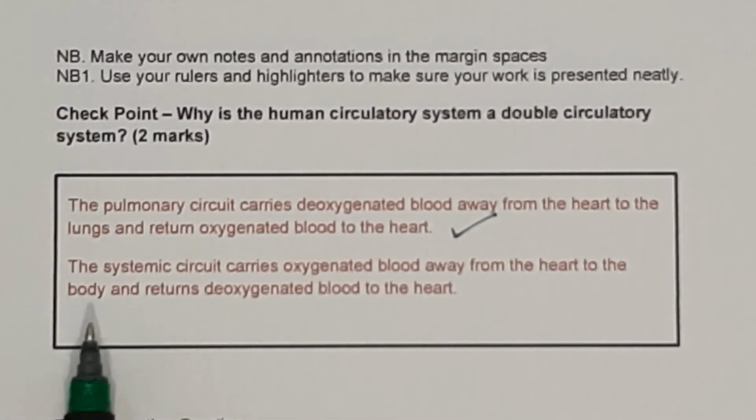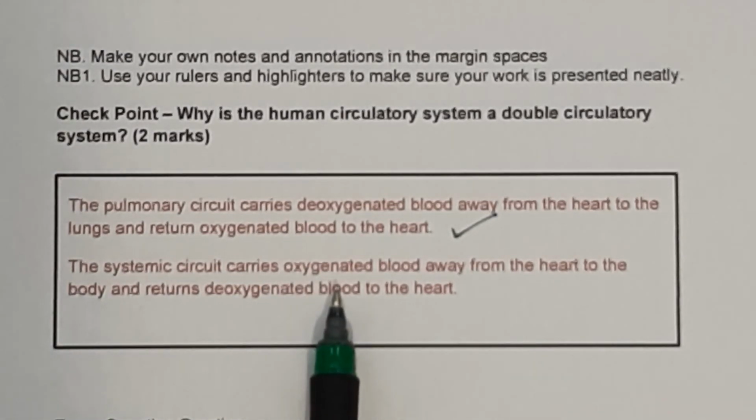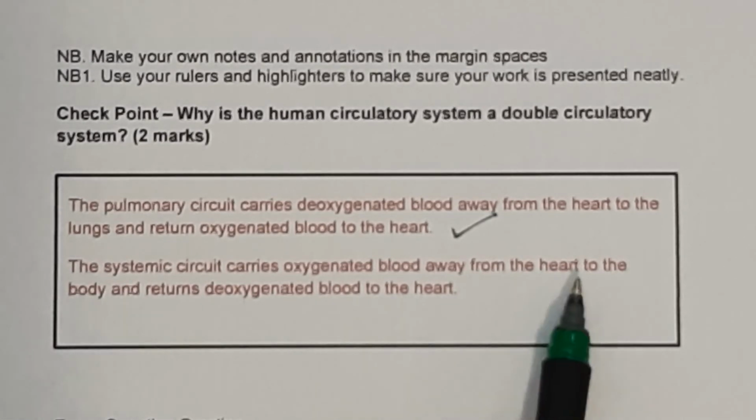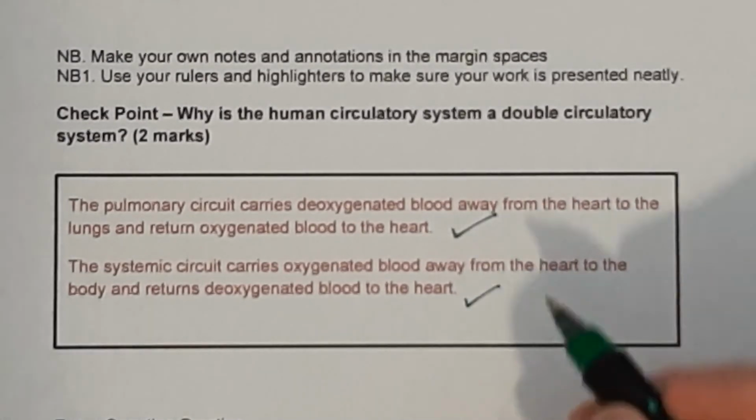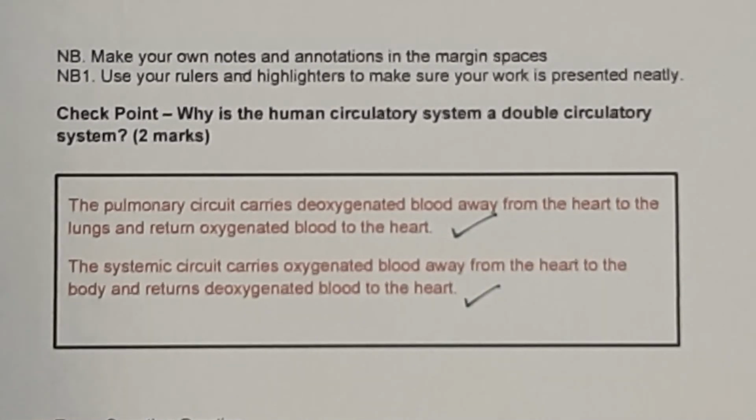And the second part of the circuit is called the systemic circuit. That's the part that goes around the body. And it carries oxygenated blood, so it's blood with the oxygen, away from the heart to the body, and then returns deoxygenated blood to the heart. So you need to have the 2 aspects here. The first circuit is blood with no oxygen going to the lungs to get oxygen and coming back to the heart. The second circuit is the blood with oxygen. It's already been to the lungs. The second circuit is that blood going around the body, delivering the oxygen to all the cells in the body and returning without any oxygen, ready to go back to the lungs.